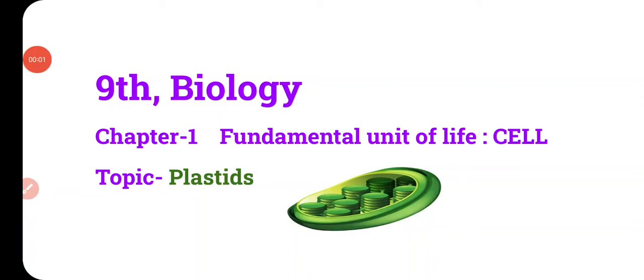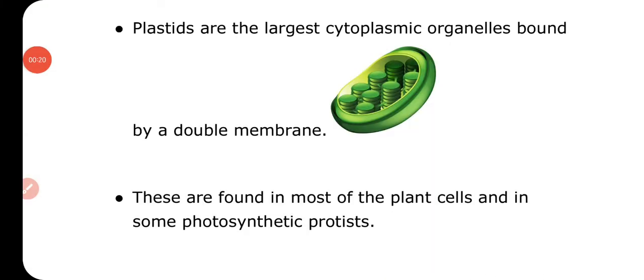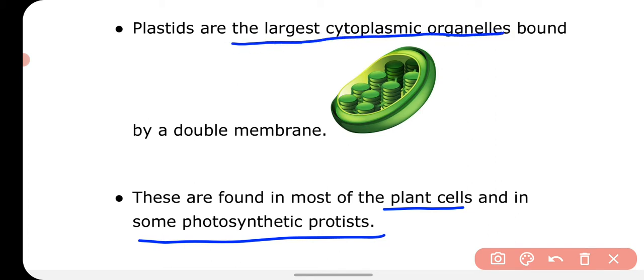Hello students, welcome back. This is the video of class 9 biology, and the topic of this video is plastid. As you know, this is a cell organelle found only in the plant cell and some other organisms. Plastids are found mostly in plant cells and in some photosynthetic protists, and they are the largest cytoplasmic organelle bound by double membrane.